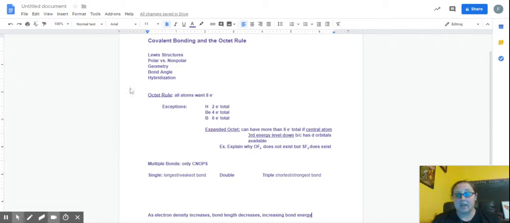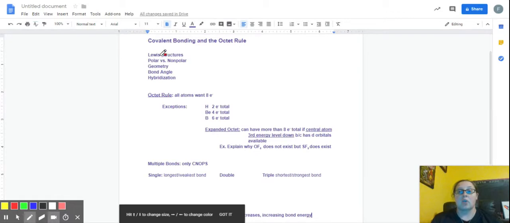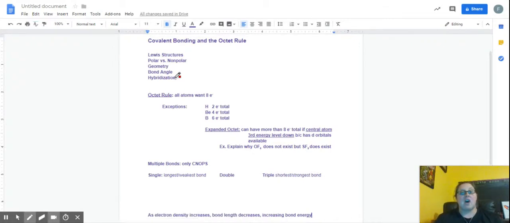So we're going to be covering lots of different things with this. We're going to be covering Lewis structures. We're going to be covering polar versus nonpolar, geometry, bond angle, and hybridization. But all I want to talk about right now is just the octet rule. And then I'm going to do a separate video on just Lewis structures for those of you who need it. So the important factor here is to know this octet rule, know where things are coming from so we can do all of these things.